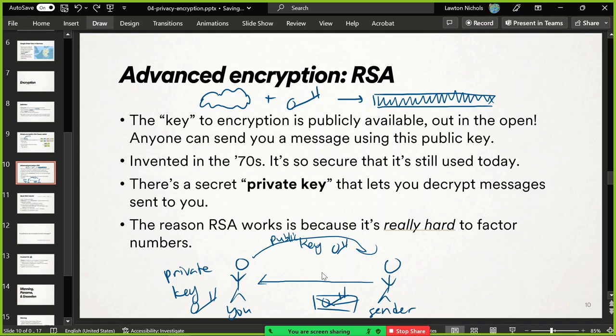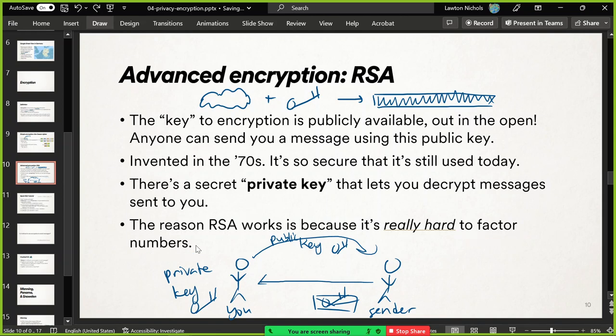And messages and public keys and private keys, everything inside of a computer is ones and zeros. So these are just big numbers. We're translating everything to numbers, and we're doing fancy math. All right. So RSA works because it's based on prime numbers and factorization. It's very hard to factor numbers. That's a hard computational problem, especially when the numbers are huge.